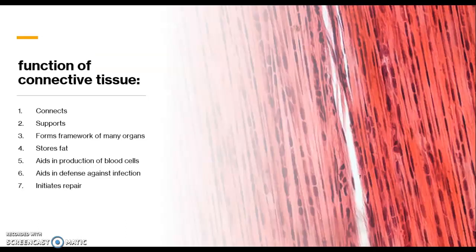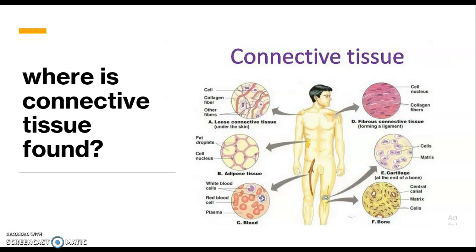The function of connective tissue: it connects, supports, forms framework of many organs, stores fat, aids in production of blood cells, aids in defense against infection, and initiates repair. Now you may ask, where is the connective tissue found? The connective tissue is found everywhere in the body, but mainly in the nervous system and the spinal cord.